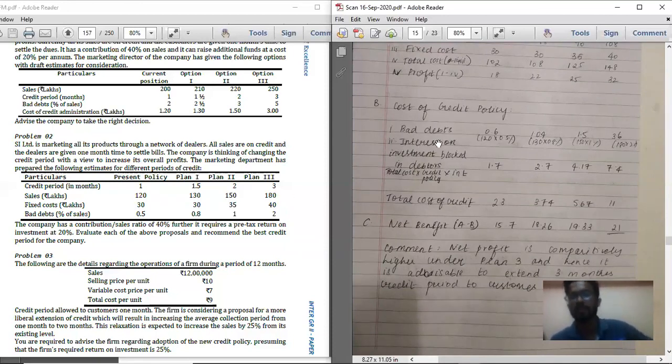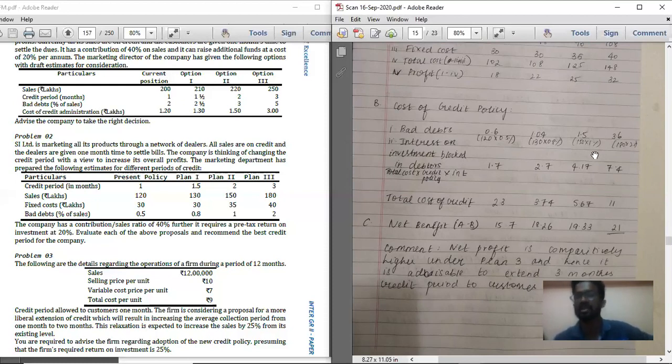So in respect of that bad debts, under present policy, open a bracket, 120 into 0.5%, close the bracket, 0.6. Above that, right, 0.6. And under plan 1, 130 into 0.8%, sales into bad debt percent. So 130 into 0.8%, that is 1.04. Under plan 2, 150 into 1%, that is 1.5.